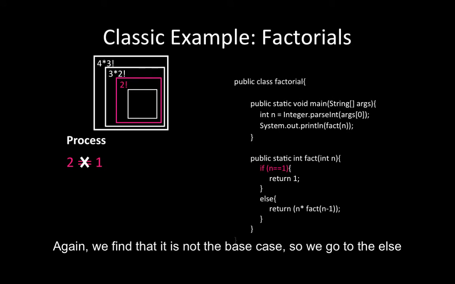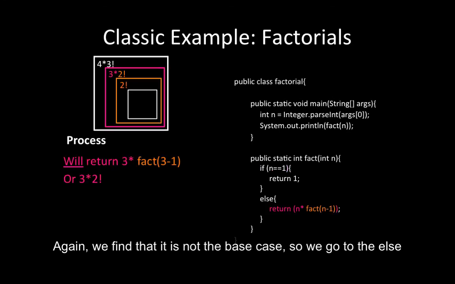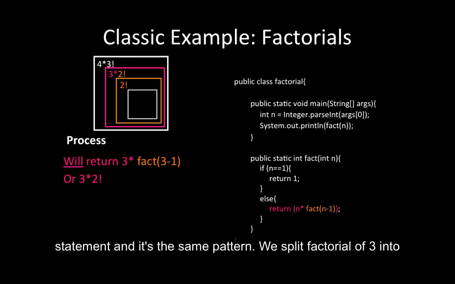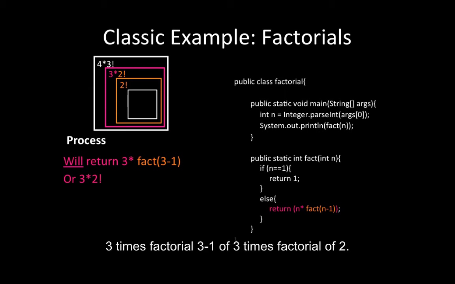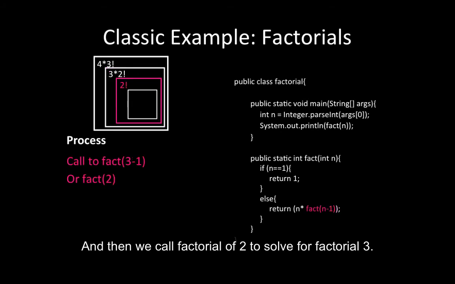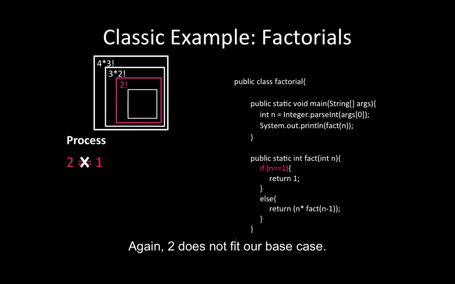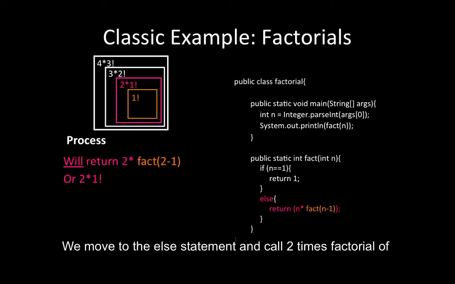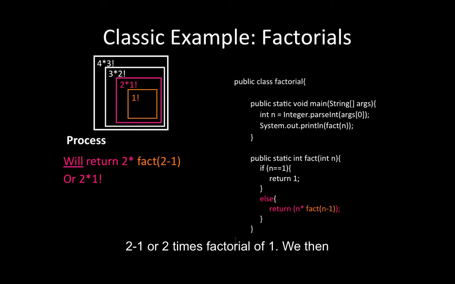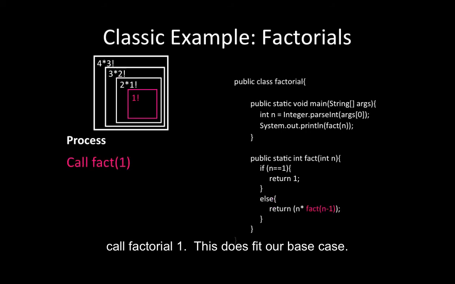Again, we find that it is not the base case, so we go to the else statement, and it's the same pattern. We split factorial of 3 into 3 times factorial of 3 minus 1, or 3 times factorial of 2. And then we call factorial 2 to solve for factorial 3. Again, 2 does not fit our base case. We move to the else statement and call 2 times factorial of 2 minus 1, or 2 times factorial of 1. We then call factorial 1.